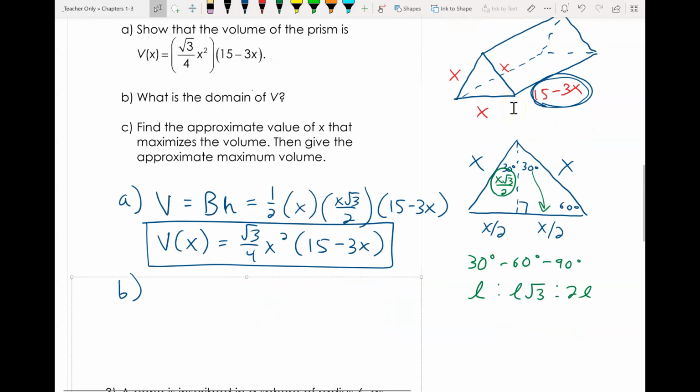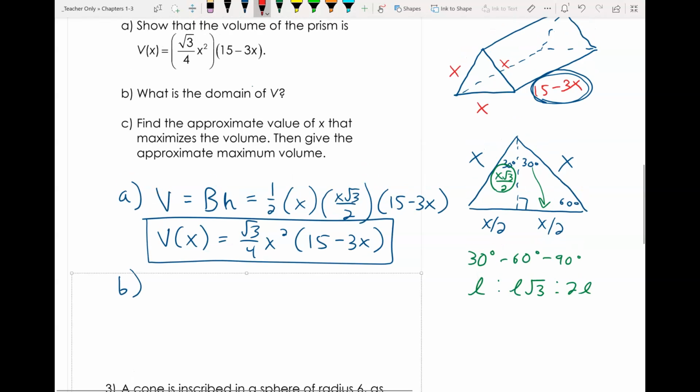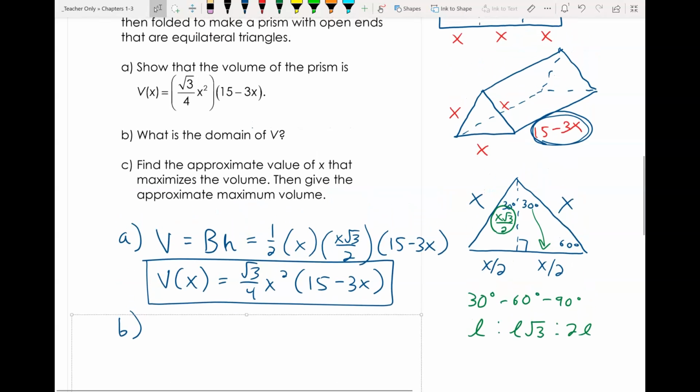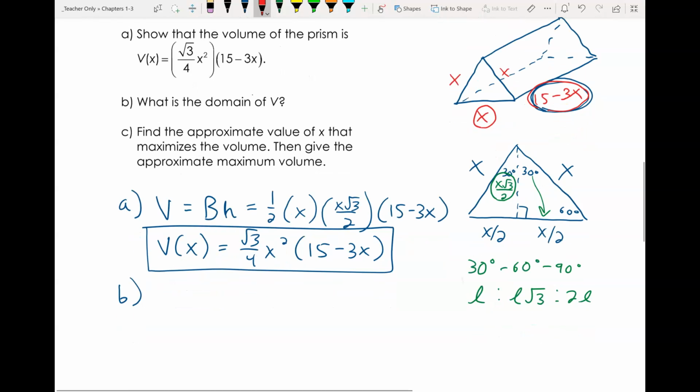Okay, so for part B, it asks, what is the domain of V? So remember, for the domain, we need all the dimensions to be strictly positive. So looking at the original, I would need x to be positive. I would need 15 minus 3x to be positive. Those are the two dimensions that I see in that big prism. You could also check that we need the height of the base, x root 3 over 2, to be positive, but it turns out it's the same as x just being positive.